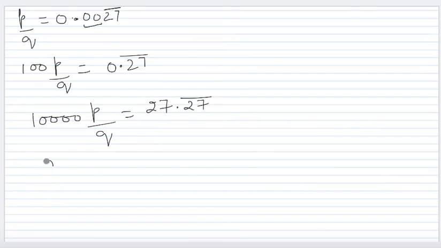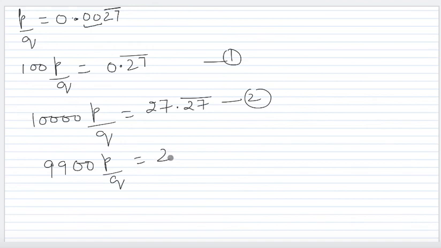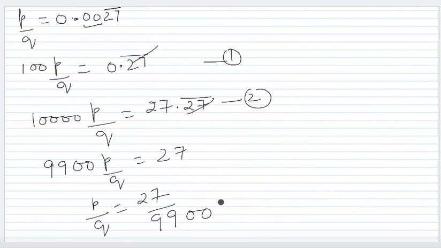Then again, the same way we are going to subtract equation 1 from equation 2. So that will be 9,900 P upon Q is equal to 27. Okay, the decimal parts will cancel out, only 27 will remain. So P upon Q is equal to 27 upon 9,900. You can simplify it further if you want.